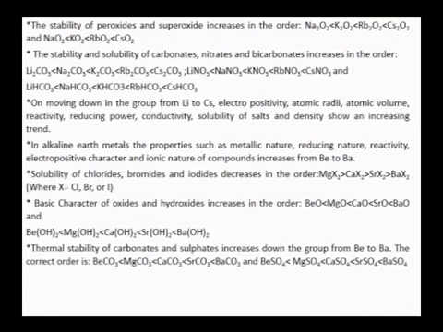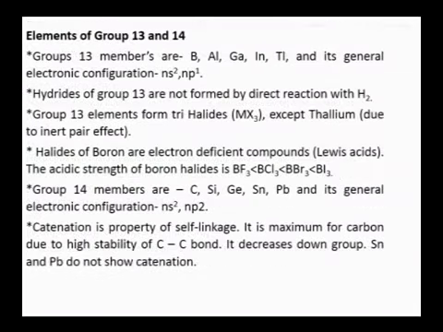The basic character of oxides and hydroxides increases in the same order from beryllium to barium. The thermal stability of carbonates and sulfates also increases down the group from beryllium to barium, and the order is from BeCO3 to BaCO3 and similarly from BeSO4 to BaSO4.